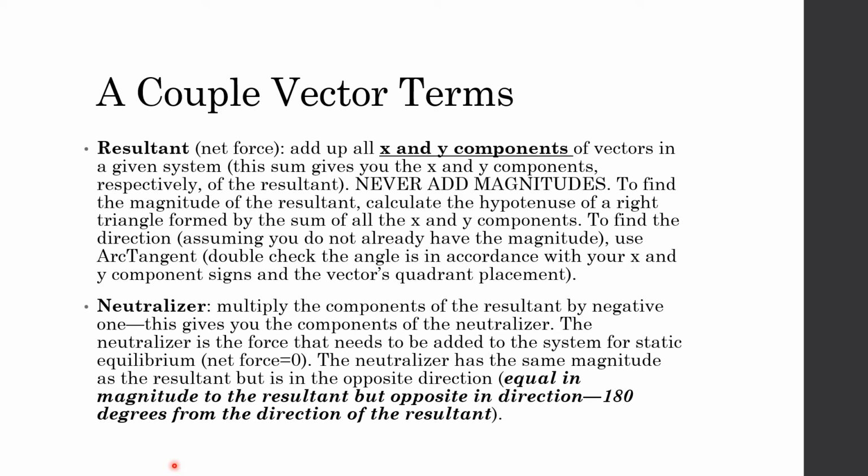All right, so a couple vector terms that are going to be really important: resultant and neutralizer. So the resultant is going to be your net force. That means you're going to add up all your x and y components of all the vectors in the system, and this sum is going to give you the x and y components of the resultant. And I did bold and underline this. That's because sometimes students will add up the magnitudes. Never ever add up the magnitudes. Only ever add up all the x components and all of the y components. It is not correct to add up the magnitudes.